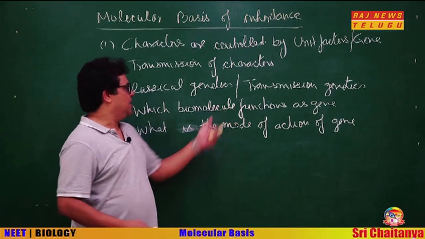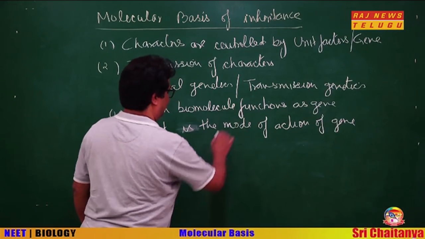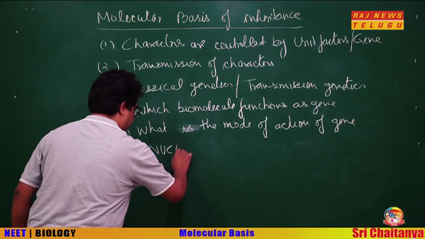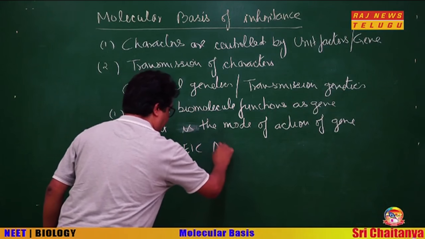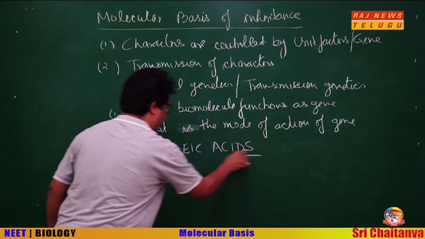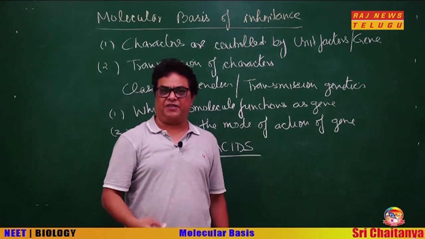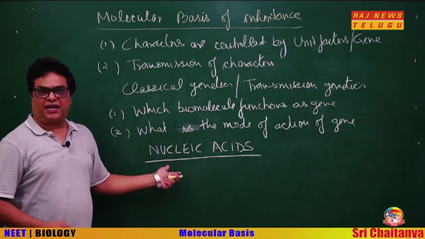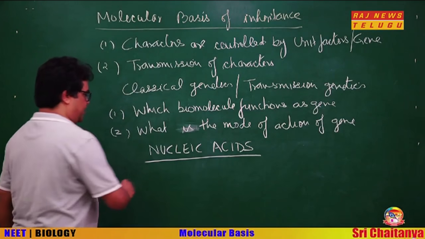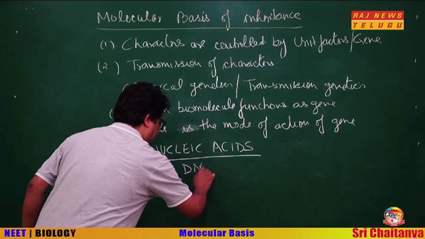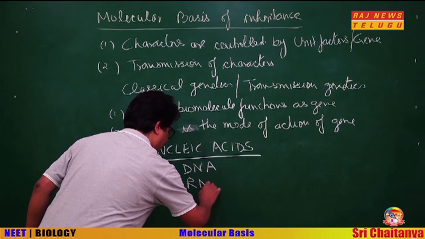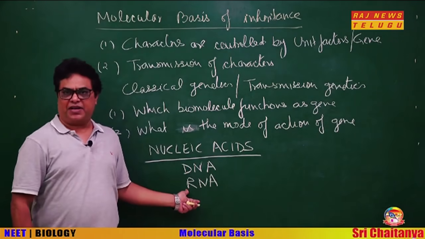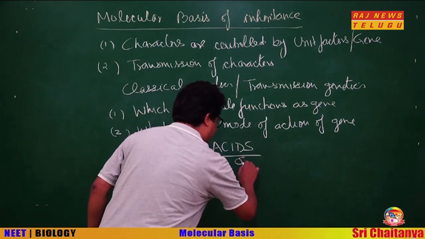Okay. Now talking about the biochemical nature of gene, genes are made up of nucleic acids. This was proved by experiments of various scientists that we will be taking up further in this chapter. Okay? So genes are made up of nucleic acids, and nucleic acids, as you know, are of two types, DNA and RNA. Deoxyribonucleic acid and ribonucleic acid. This DNA functions as gene.